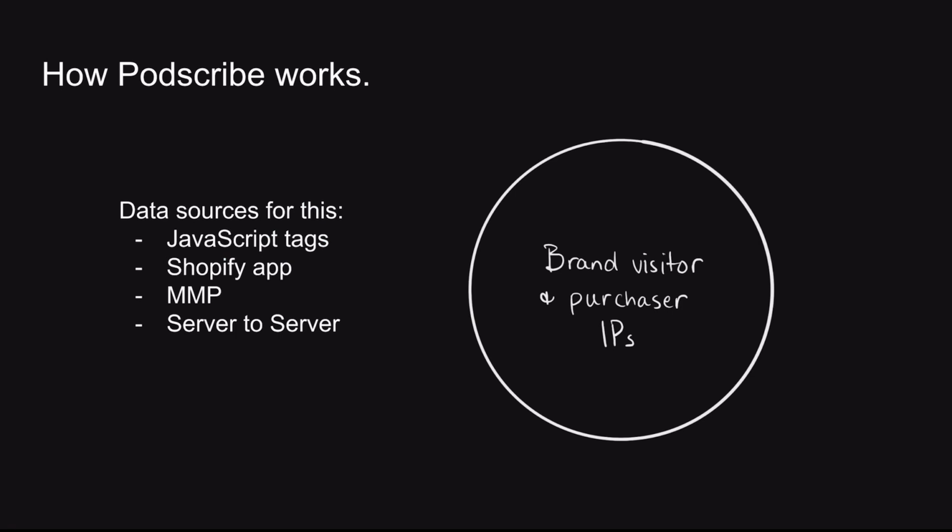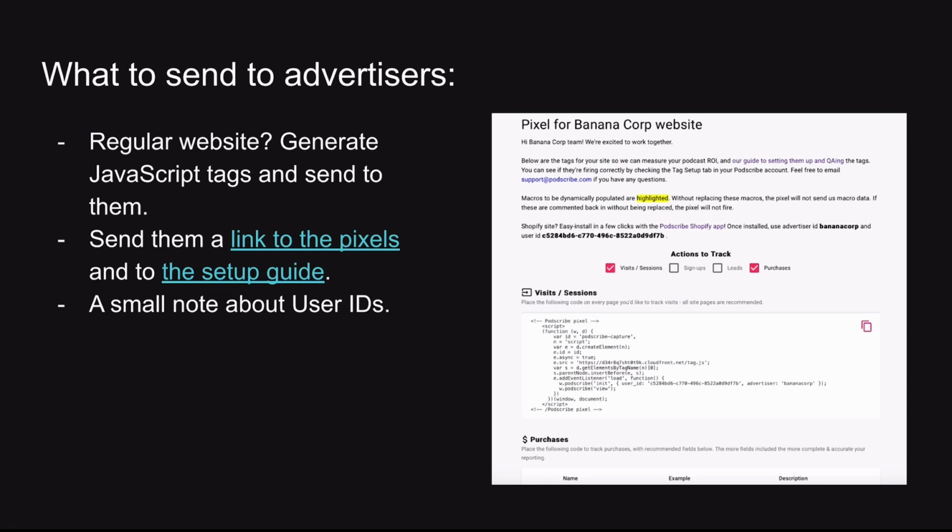Today, we're going to be focusing on how to set up this data source, the data source of brand visitor and purchaser IPs. And the question then becomes, what should we be sending to advertisers? Well, if it's a regular website, then what you would generate are JavaScript tags. You would create this page, and then you would send the page to the advertiser along with a link to the setup guide for them.